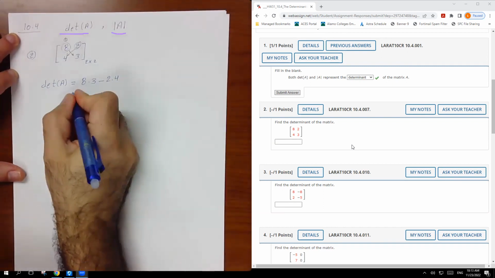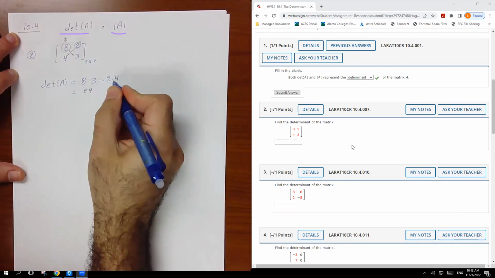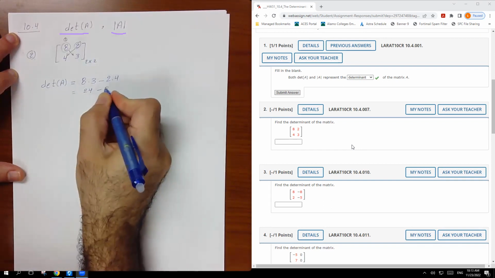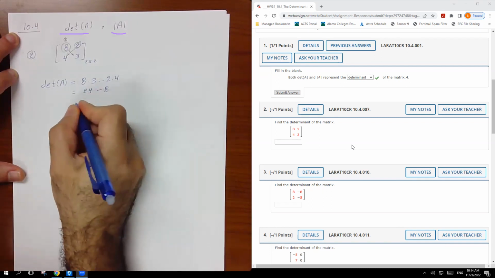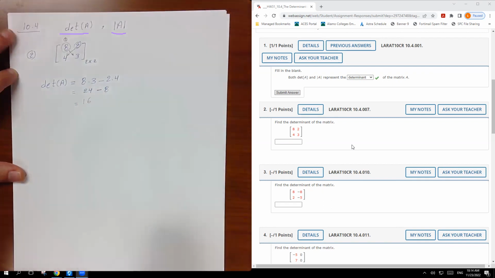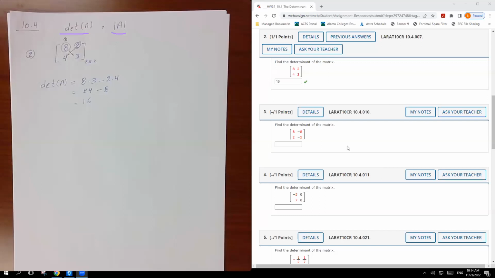So 8 times 3 is going to be 24, and 2 times 4 is going to be 8. Now 24 minus 8 is going to be equal to 16. So the determinant for the matrix A, or for question number 2, is going to be 16. That's it for this example. We're going to do the same thing with example 3.